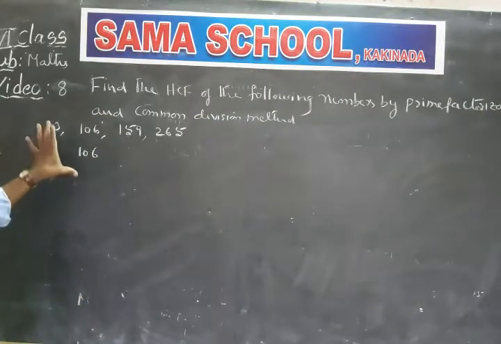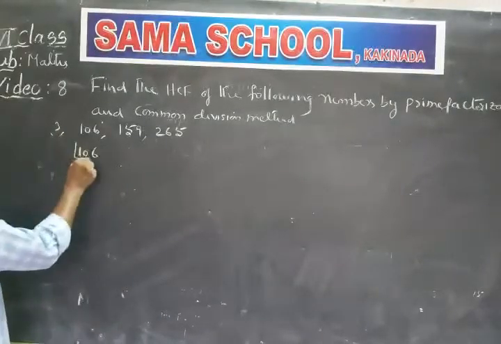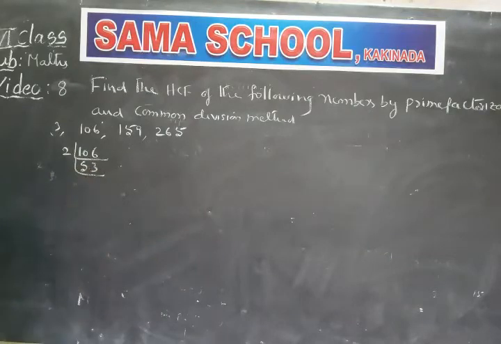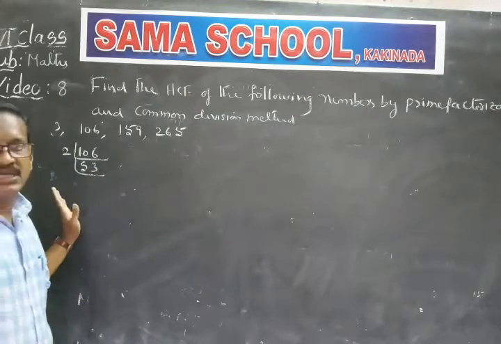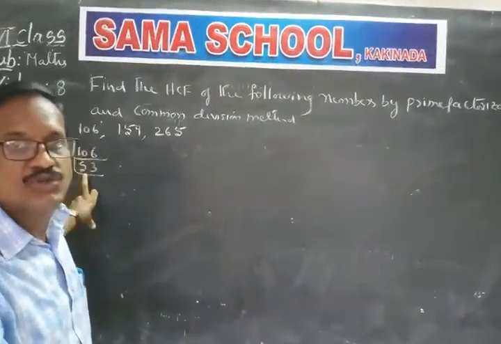You divide using the prime factors. Which is the number? 2 is the prime number. 2 5s are 10, 2 3s are 6, and we get 53. 53 is not divisible by any number. Why? Because 53 is also a prime number.